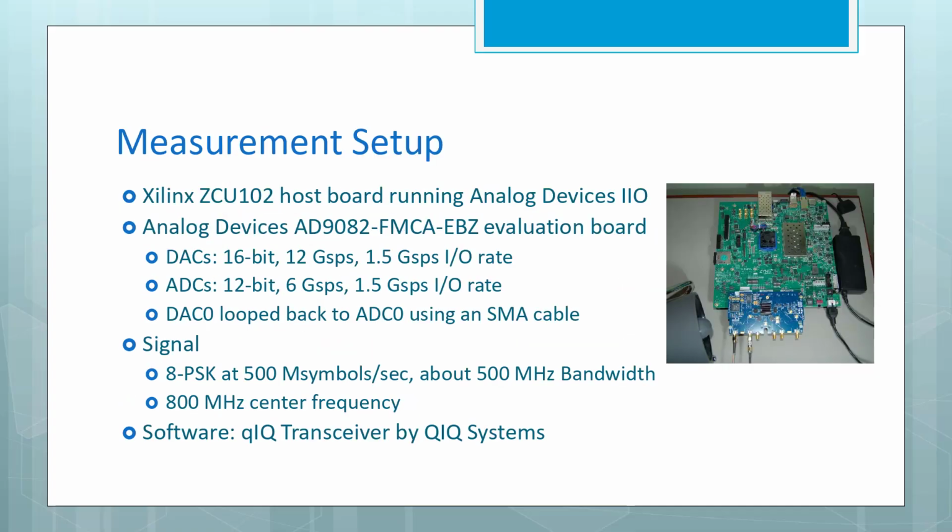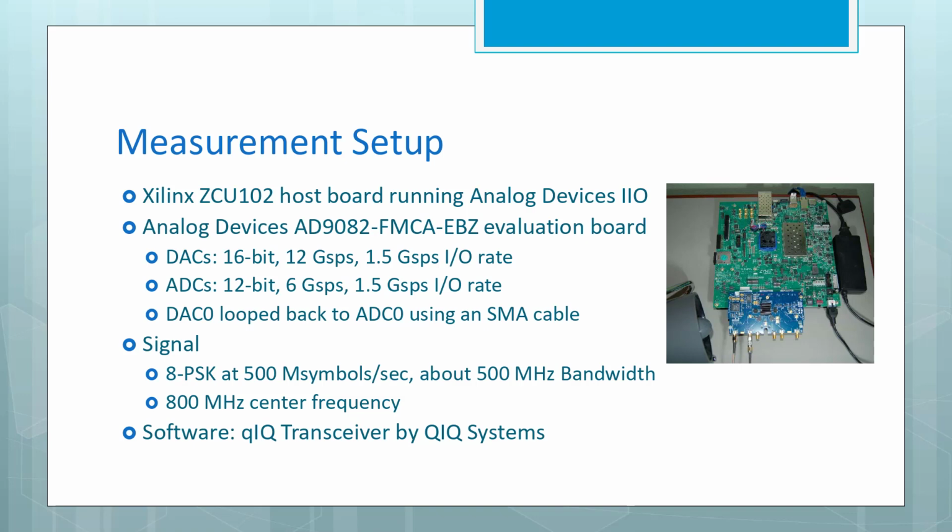Here's the measurement setup we'll be using. We have a Xilinx ZCU102 host board that is running Analog Devices IIO software. That's the green board in the picture. And then the little blue board is an Analog Devices AD9082 FMCA EBZ evaluation board. On the DAC side, the 9082 has 16-bit 12 gigasample per second DACs. The input-output rate is 1.5 gigasamples per second. On the ADC side, it's 12-bit 6 gigasample per second with an input-output rate also at 1.5 gigasamples per second.